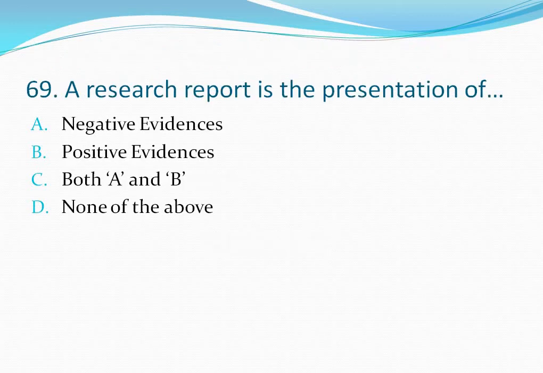Question number 69. A research report is the representation of. Your options are A, negative evidences, option B, positive evidences, option C, both A and B, and option D, none of the above. So a research report is the presentation of negative as well as positive evidences. So the correct answer is option C. Let's move to the next question.